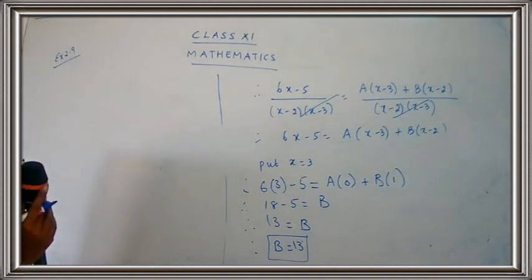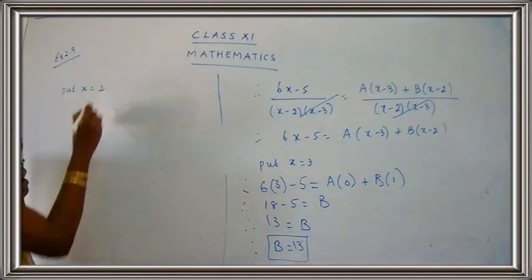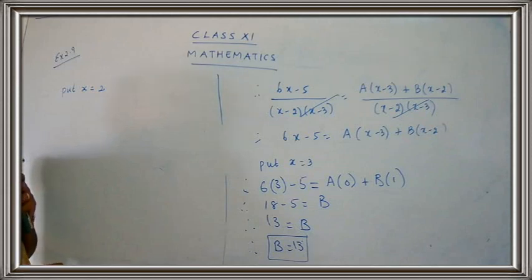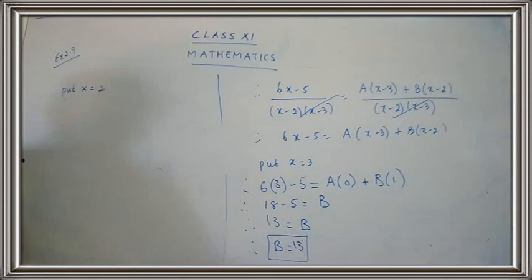So now what do you get here? Put X is equal to 2. I'm going to take the value for X as 2. So wherever you have X, you have to put it as 2. Come on, go for the substitution, children, and get the value for A.